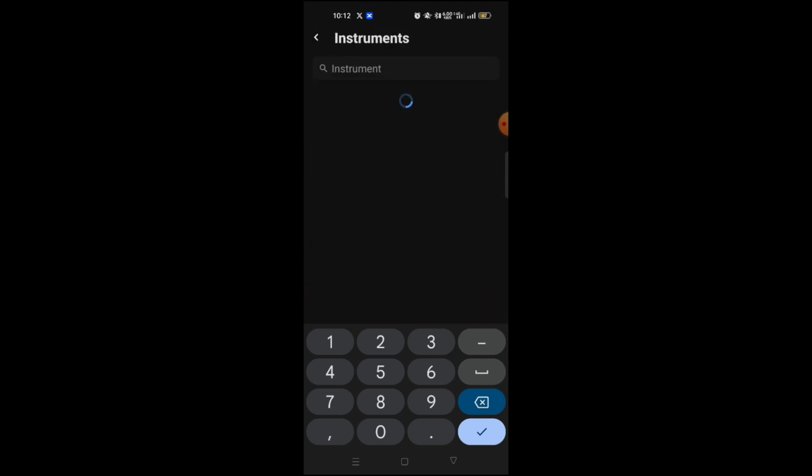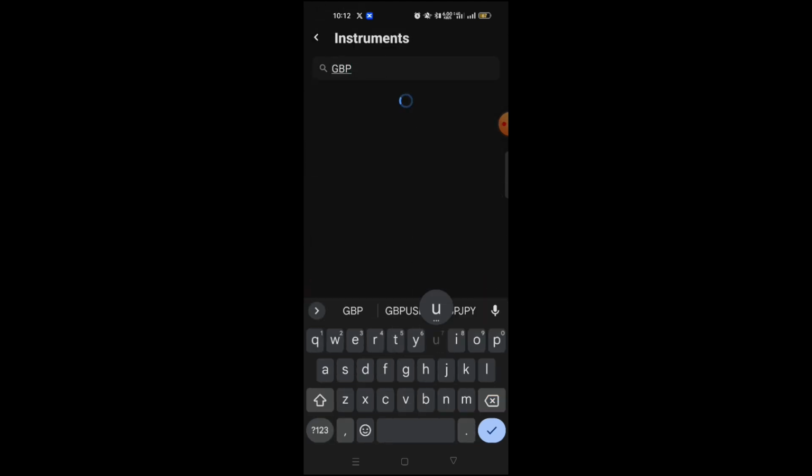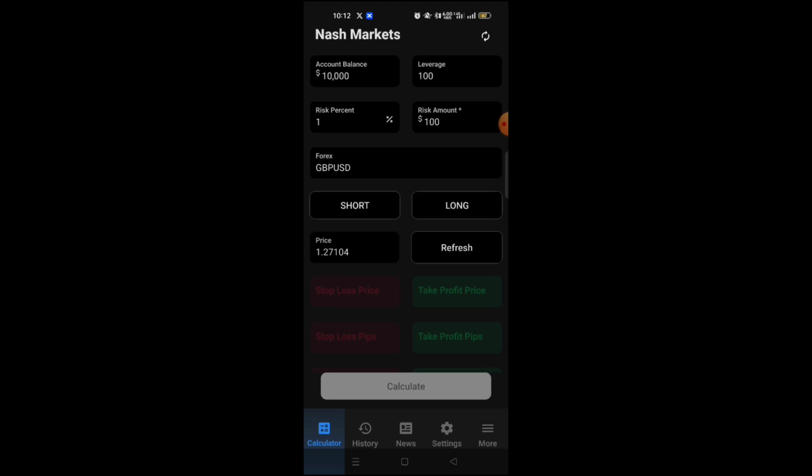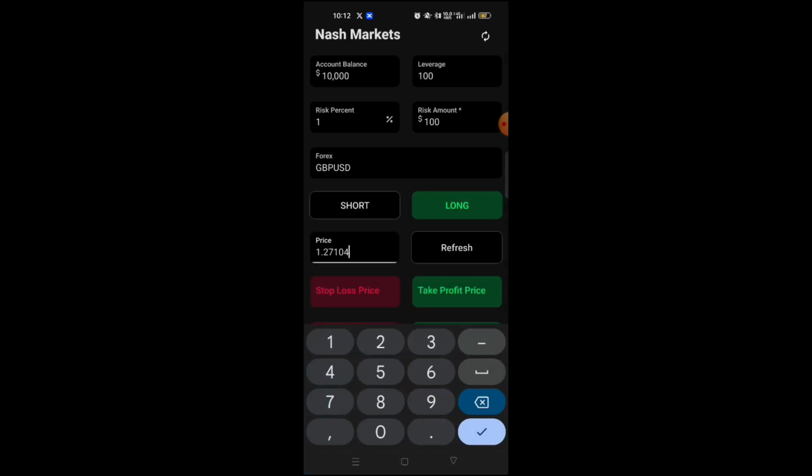So let's say I'm trading GBP/USD. Let me use GBP/USD for example. Now I've already used Euro before. So let me use GBP/USD for example, and I'm buying. So let's say the entry is 1.271. The entry is 1.271, the stop loss is 1.269, and my take profit is 1.28.